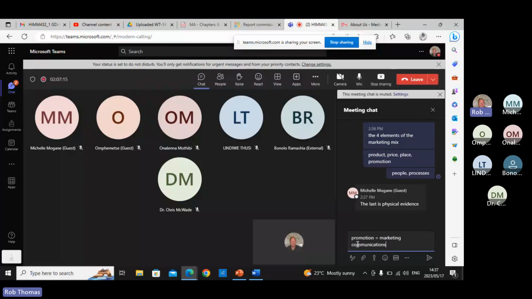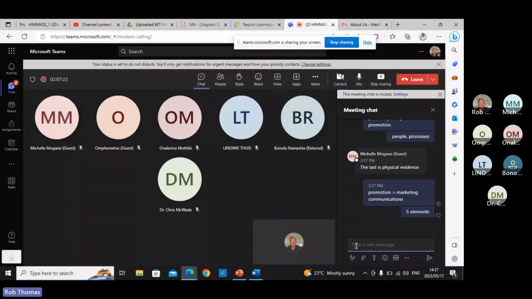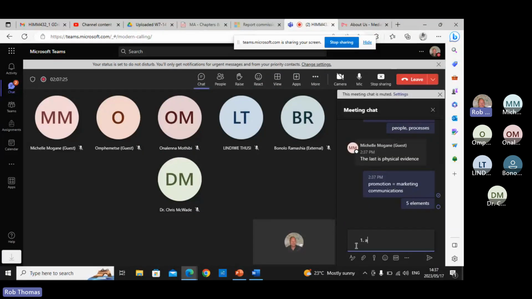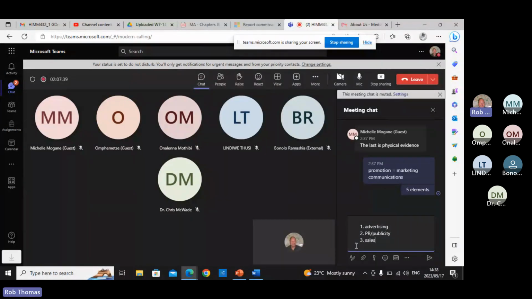Okay, but now, for example, under promotion, which we can also refer to as marketing communications. Okay, so we're coming to a point over here. Under promotion, which refers to marketing communications, there are 5 elements, and you guys all know them, but let's go through them. Okay, the first one is advertising. The second one is PR or publicity. Third one is sales promotion, which we can also call an event.